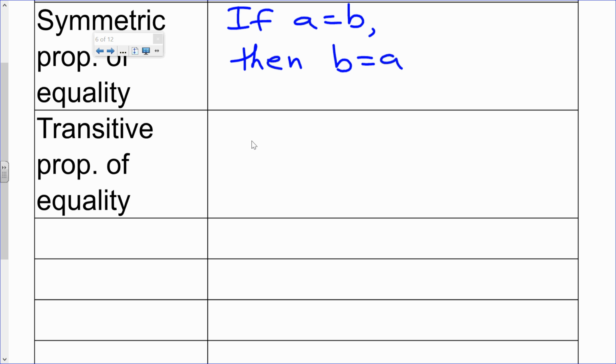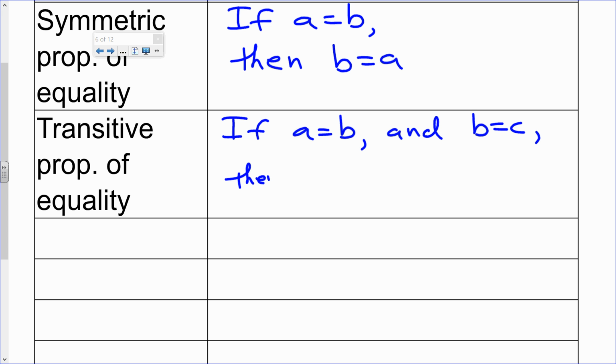Transitive property of equality says this. If, I'll do it in blue. I'll keep it blue. You'll see the logic of this. If A is equal to B and B is equal to C, it's like a chain argument. Look at it. If A is equal to B and B is equal to C, then what? Or we'll put A first since it's mentioned first. Then A is equal to C. Look at the logic there.